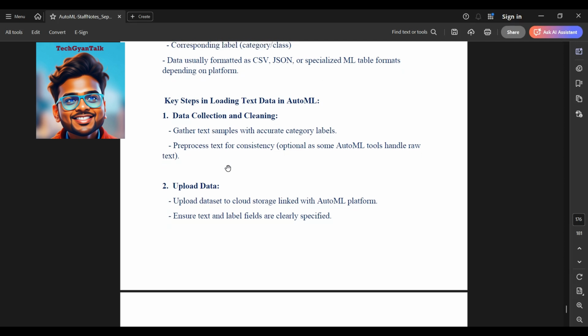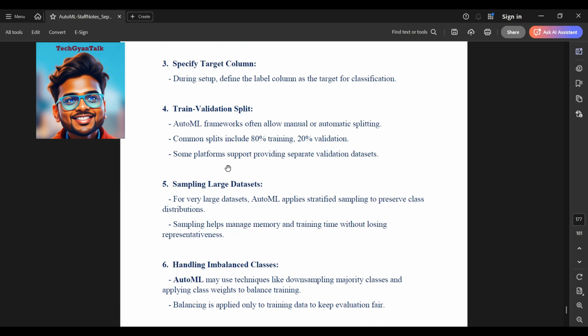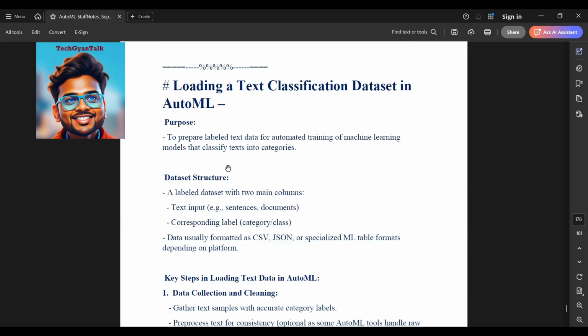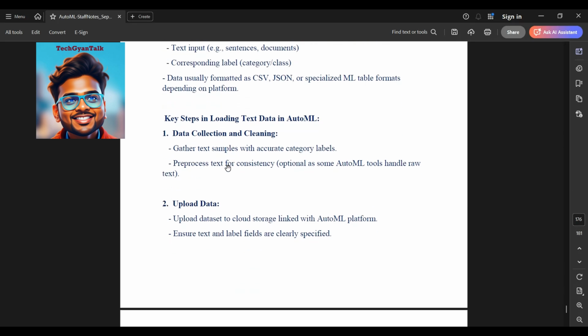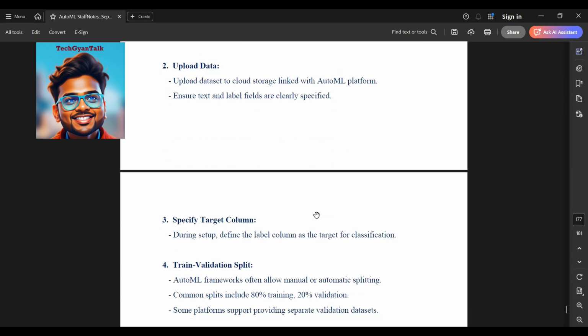Those are data collection and cleaning, upload data, specify target column, train validation split, sampling large datasets, and handling imbalanced classes. So these are the six things which come under key steps in loading text data into AutoML. First we will see data collection and cleaning. Gather text samples with accurate category labels, and pre-process text for consistency. This is optional, as some AutoML tools handle raw text. Upload the dataset to cloud storage linked with AutoML platforms, and ensure text and label fields are clearly specified.